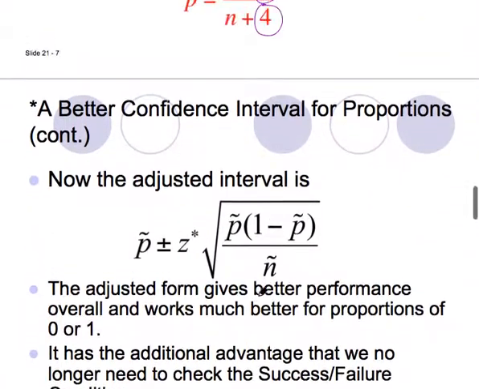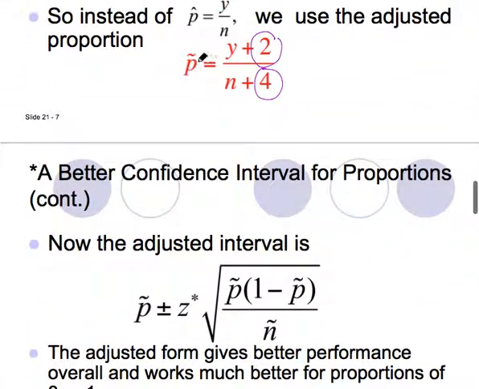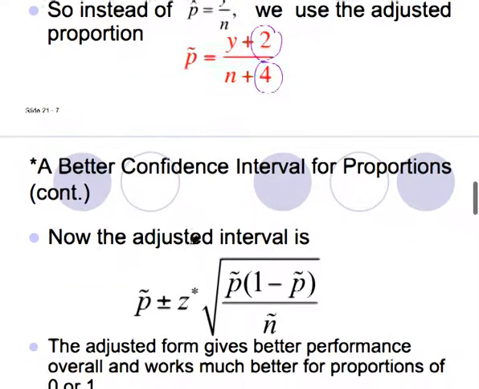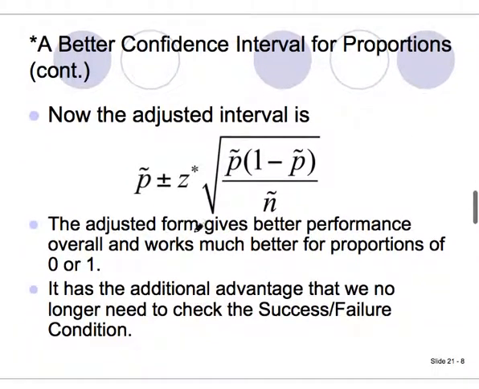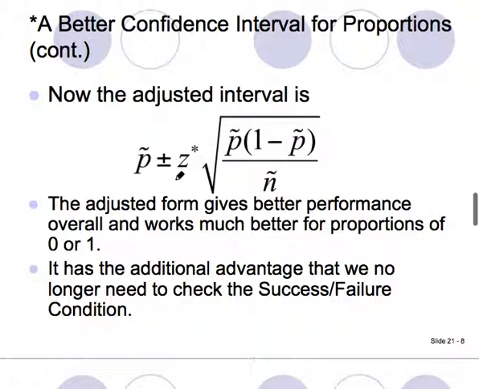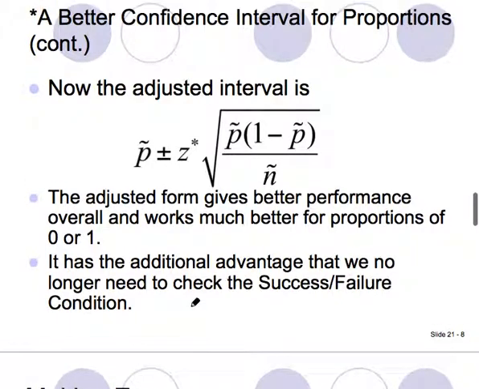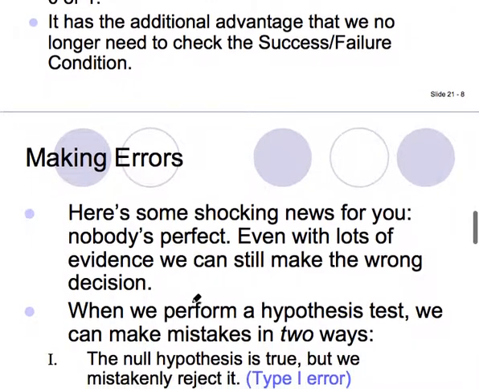The little symbol on top looks like a tilde. That tilde means that the sample is so small that we adjusted how we make the confidence interval. It's really the same, but we use this tilde to show that it was adjusted for this smaller sample. It has the additional advantage that we no longer need to check the success-failure condition with a small sample. You don't always do this, just if it's a small sample.